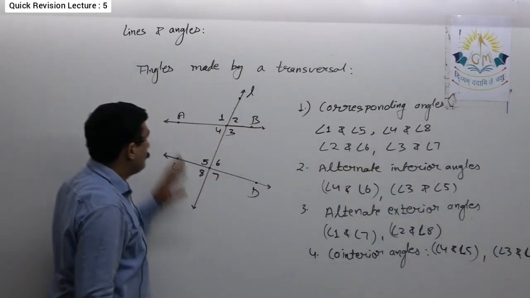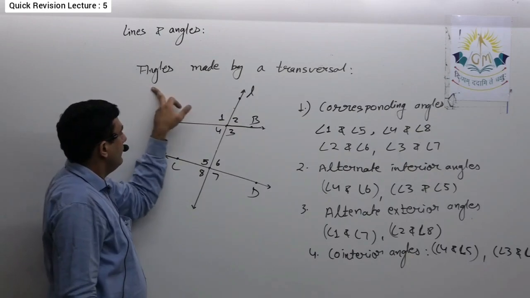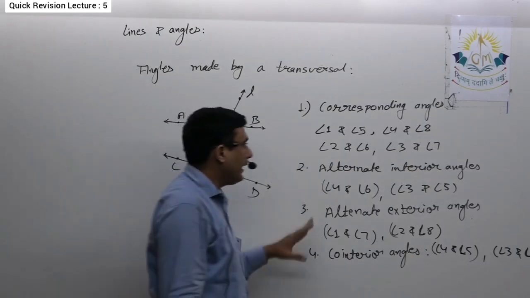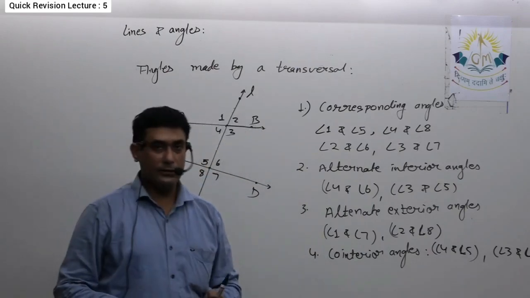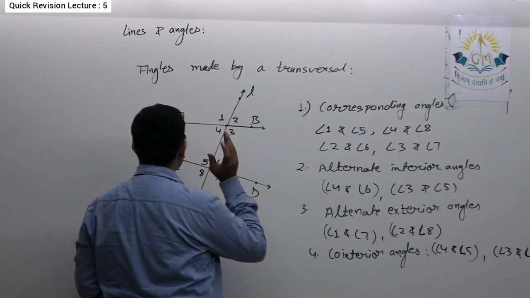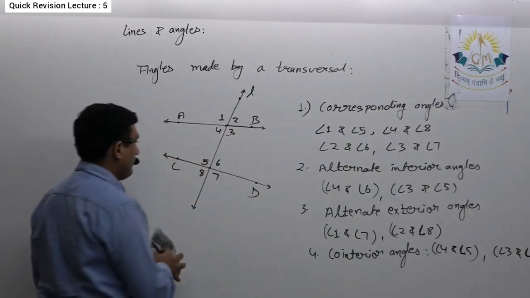Okay, now here we saw angles made by a transversal. Now if these two lines AB and CD are parallel, then these angles have some relation. So next we'll see properties of angles made by a transversal with parallel lines.